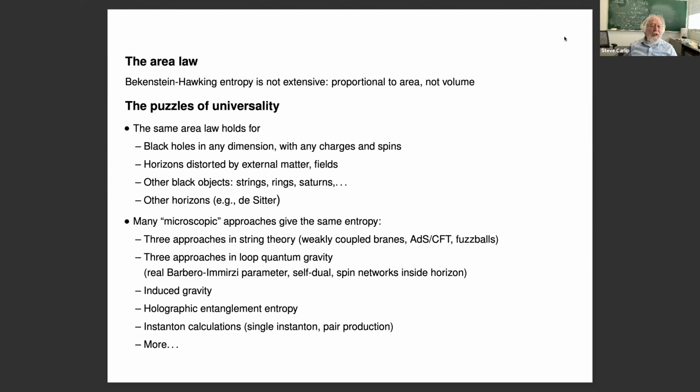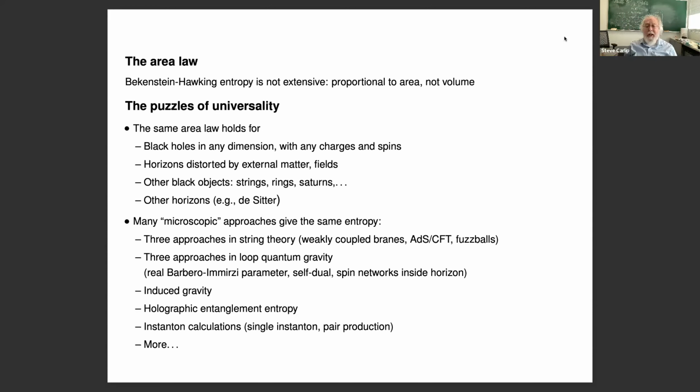The other two puzzles are both forms of what's sometimes called the problem of universality. To start with, pick your favorite black hole in any dimension you want, work out its entropy, then give it a charge, an electric charge, a magnetic charge, any kind of other long-range charge you can think of. Start it spinning along any axis at any angular velocity. Distort the horizon by putting pieces of matter around it that gravitationally change the shape of the horizon.